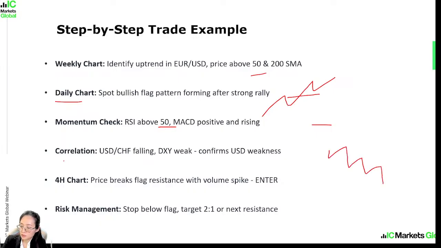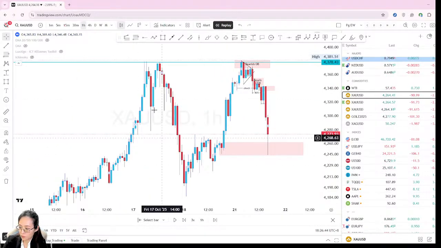Okay, you use correlation, like USD CHF falling, meaning the dollar is weak, confirming USD weakness. USD CHF has a positive correlation with the dollar, meaning when the dollar is rising, USD CHF will be rising as well. Use the H4 chart to find the breakout, or find support and resistance, and then you enter at H4. Okay, risk management, stop loss, like the flag just now, like a triangle.